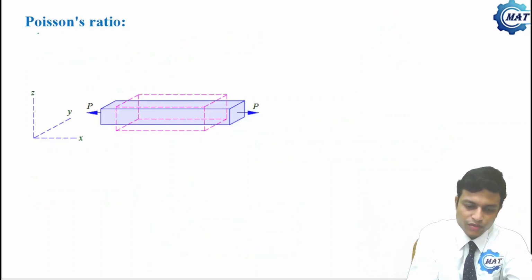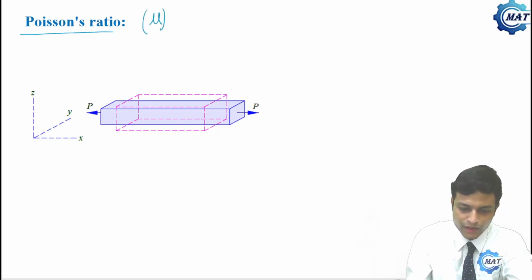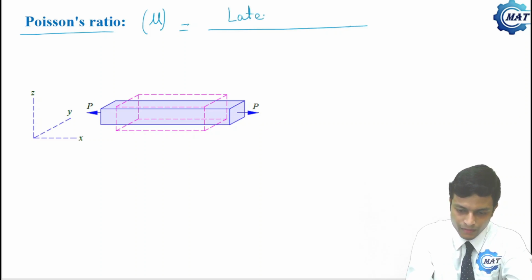Now the next point is Poisson ratio. What is Poisson ratio? That is denoted by mu. Poisson ratio is the ratio of lateral strain by longitudinal strain.